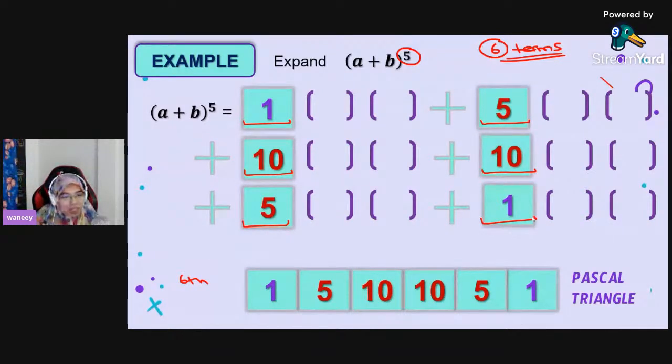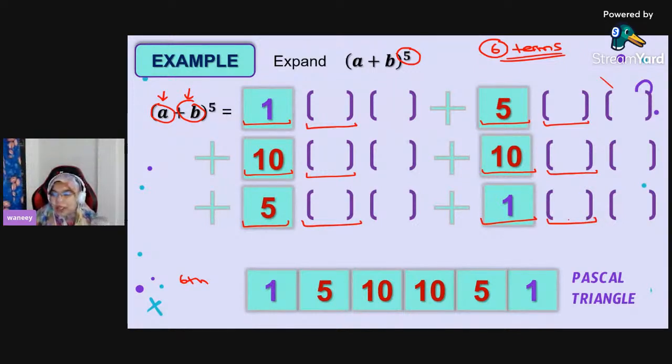Once you are done with the coefficients, let us check the terms. So we have A plus B. I'm going to separate them into two: this is the first value, this is the second value. Now the second bracket will be for the first value, so I simply copy down A, A, A, A, A, A, one by one.